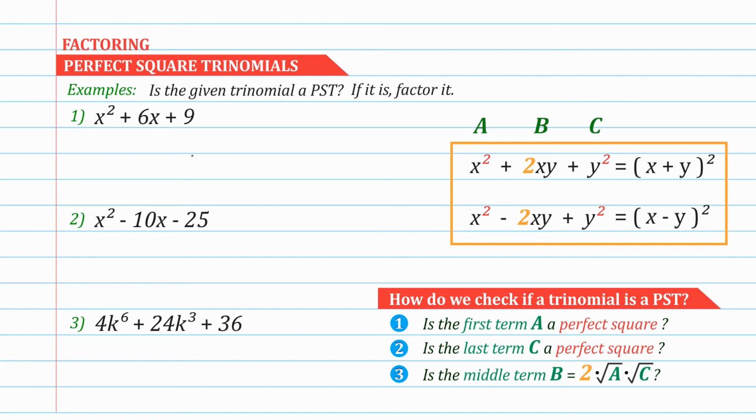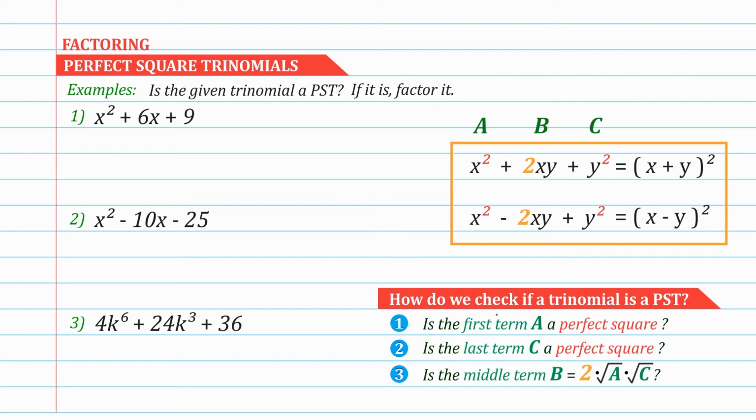Okay, we're now ready to get the factors of a perfect square trinomial. So here are 3 examples. Now, the task is the given trinomial a PST? Let's answer that question. So check natin. Of course, we have this list para malaman kung PST or not. Now, if it is, factor it. Now, also from our previous slides, we have discovered that x squared plus 2xy plus y squared is just equal to the quantity x plus y squared. So actually, this is the way to factor a perfect square trinomial. Anong ibig sabihin yan?